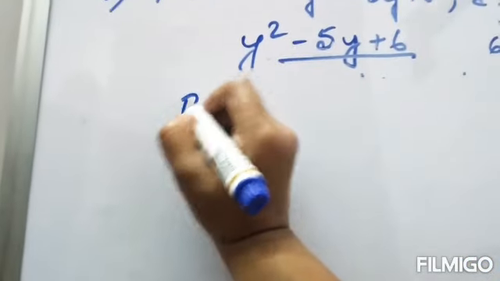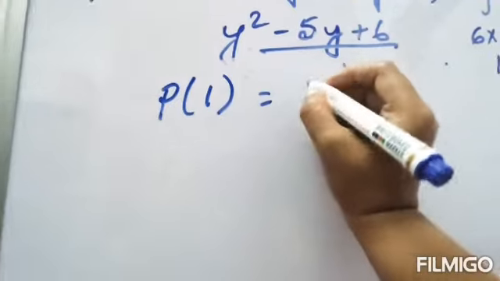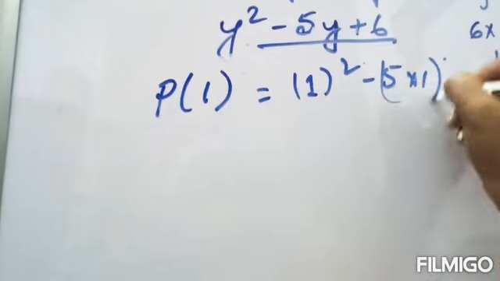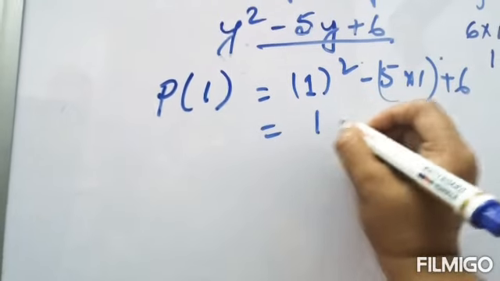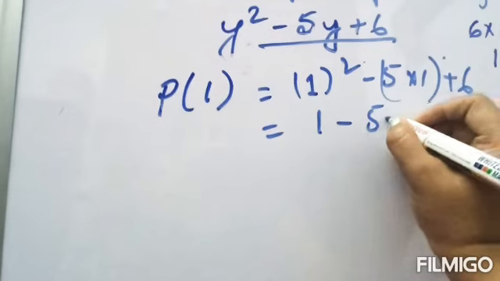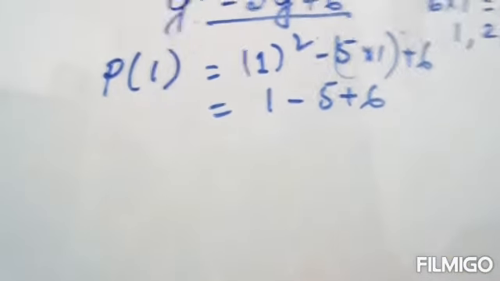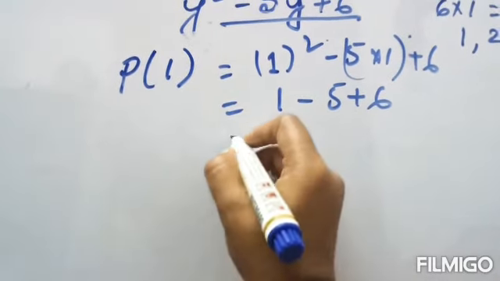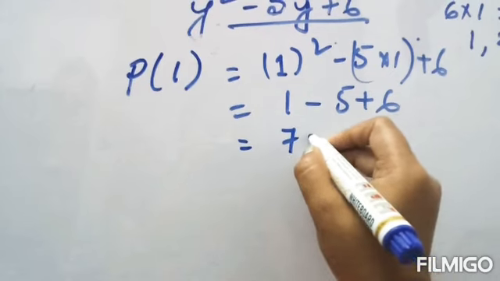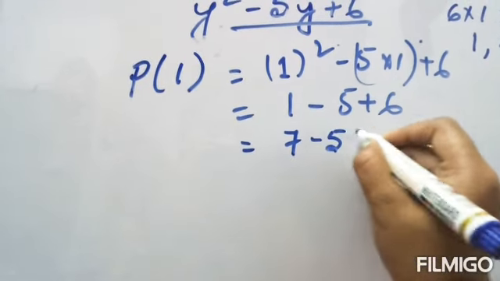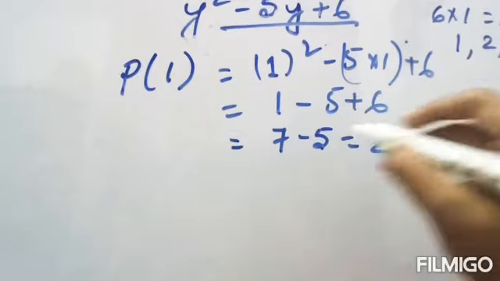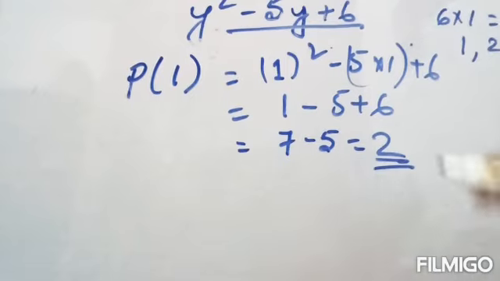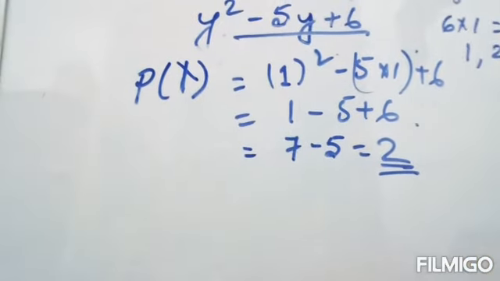So if I substitute 1 in the equation, what do I get? 1 square minus 5 into 1 plus 6. 1 minus 5 plus 6, which means 7, 7 minus 5, which means 2. So this is the remainder, which means 1 is not a factor.